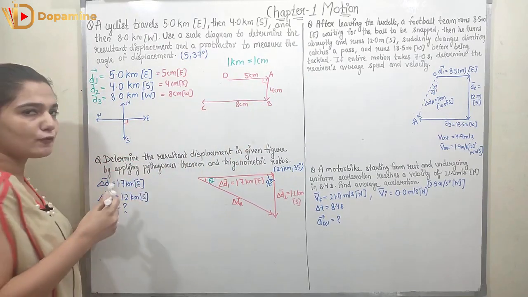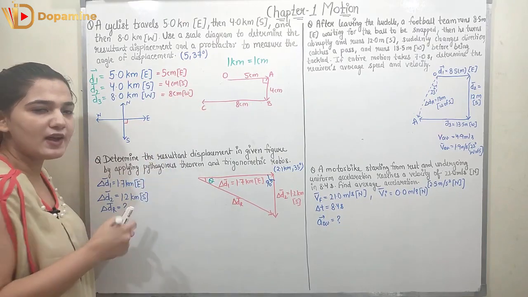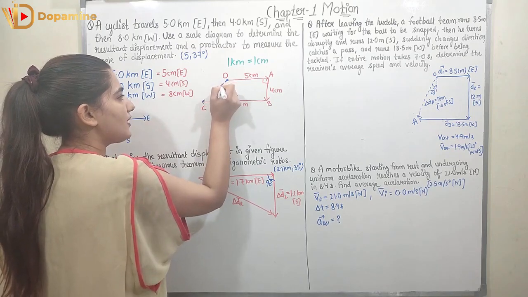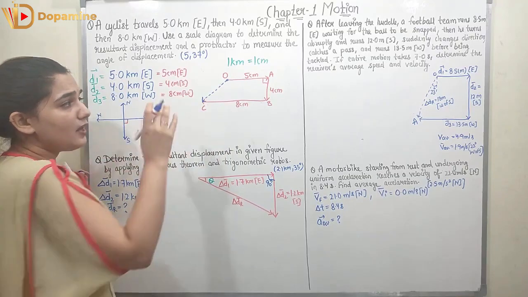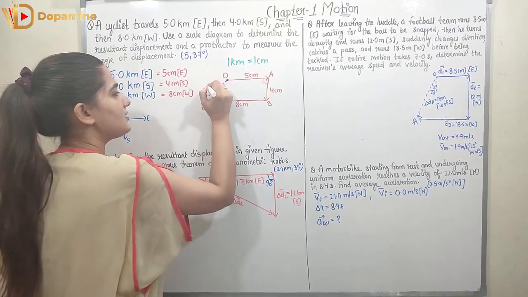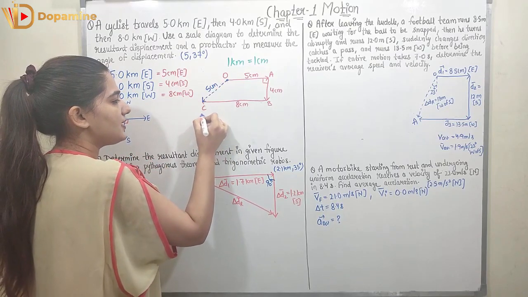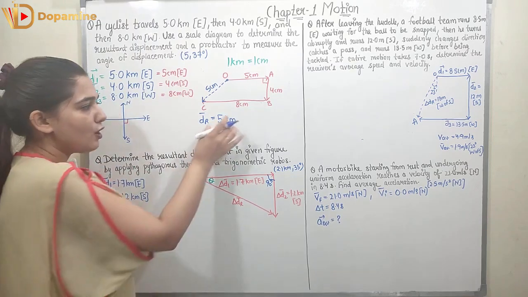Now what would be the resultant displacement? The displacement is the distance between the initial and the final point. So this is my initial point and this is my final point. If I join these two, you will get the resultant displacement. Now you measure this distance and it comes out to be 5 centimeter. So the resultant displacement dr will be equal to 5 km, because 1 centimeter was equal to 1 km.